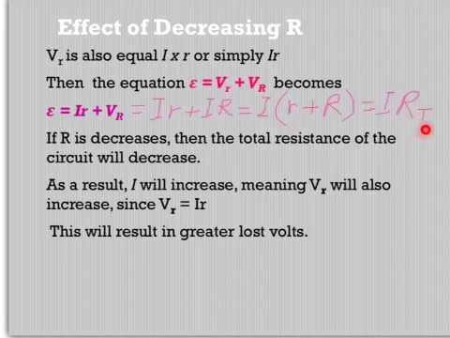Now if we reduce big R, then the total resistance must decrease. As a result, current must increase because EMF is fixed. And if current goes up, then the lost volts must go up too, because current goes up but the internal resistance stays the same, so the lost volts increases as a result. In other words, more voltage is lost.